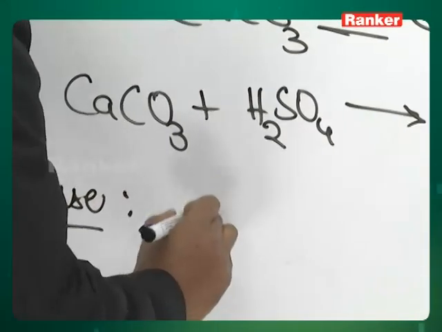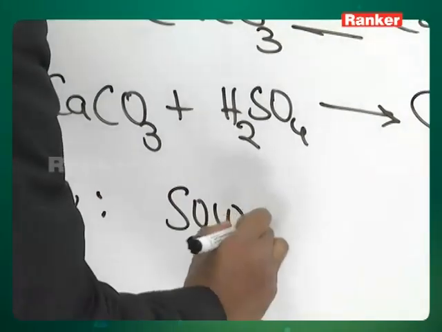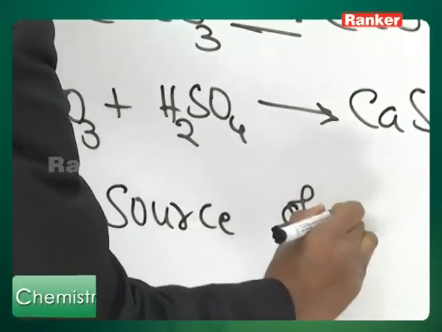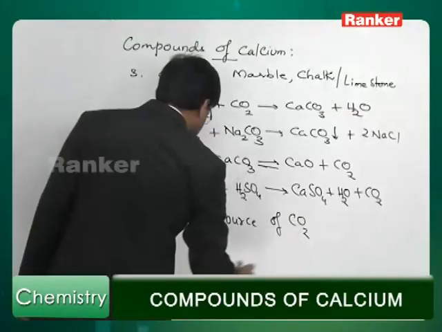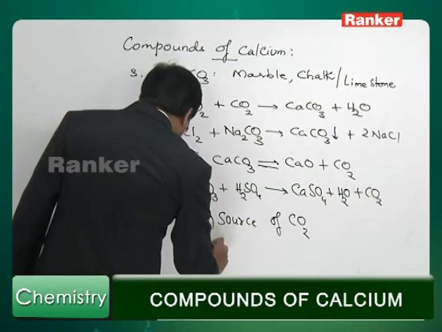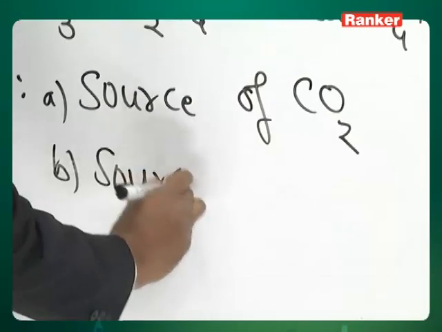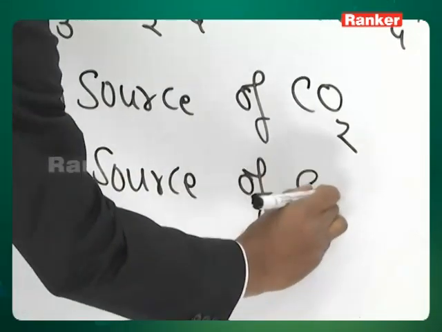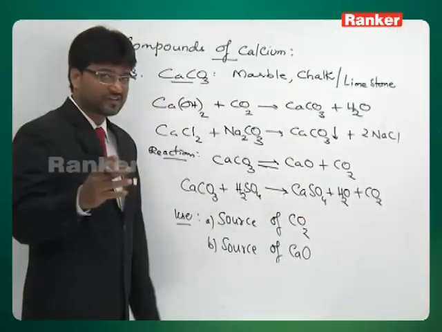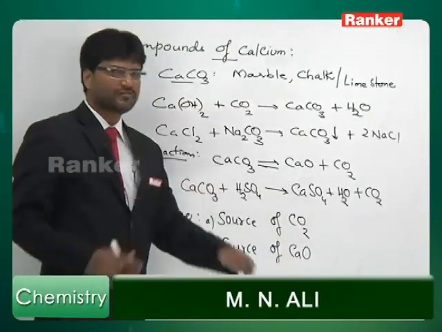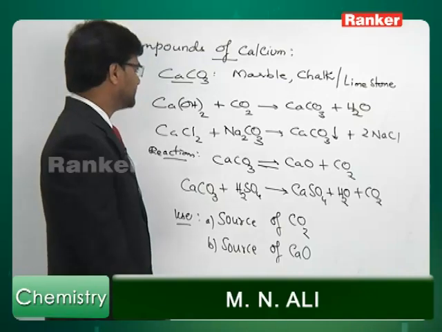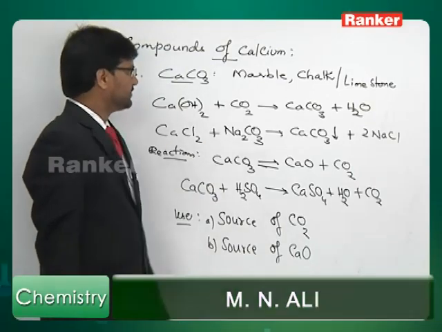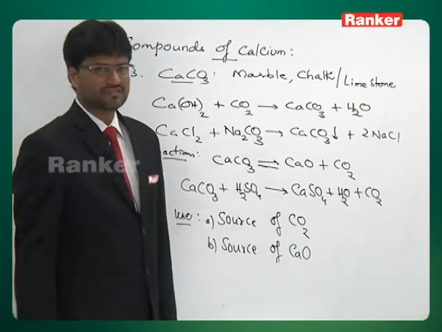Its most important use is that it acts as a source of carbon dioxide, and it acts as a source of calcium oxide, which I said is the cheapest available base. So that's about calcium carbonate, which is popularly called limestone.